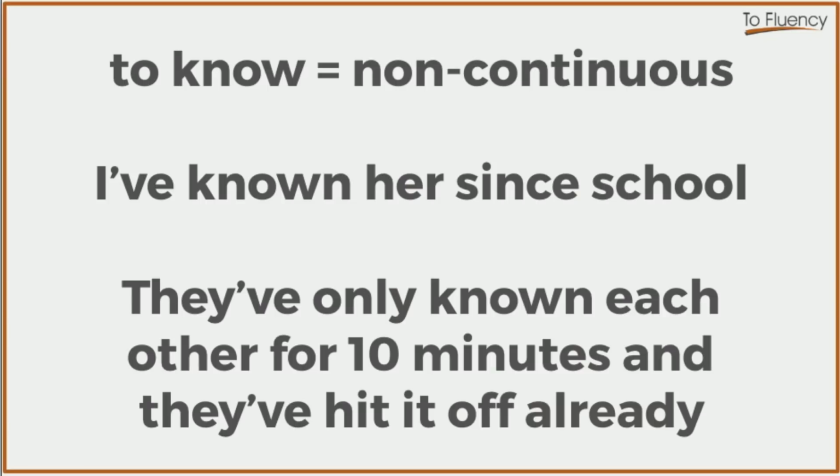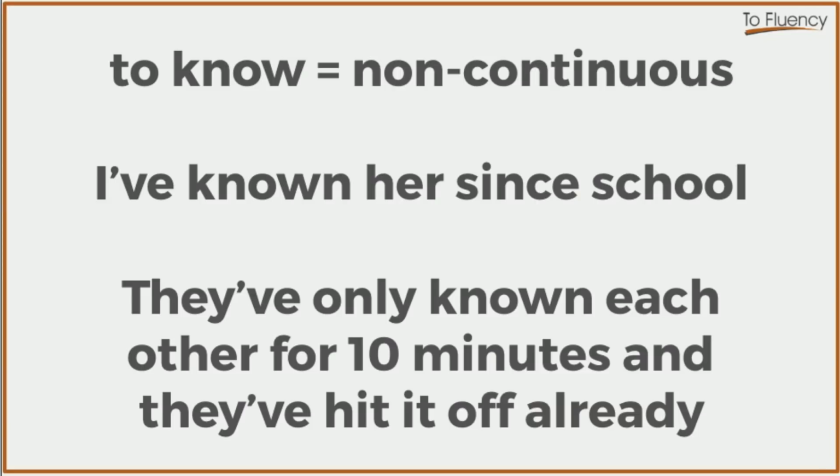So when we're talking about something that started in the past and continues in the present: I've known her since school. They've only known each other for 10 minutes and they've hit it off already. To hit it off means to get on really well, to have a connection, when you like someone and they like you. In this case, they've only known each other for 10 minutes and they've hit it off already.